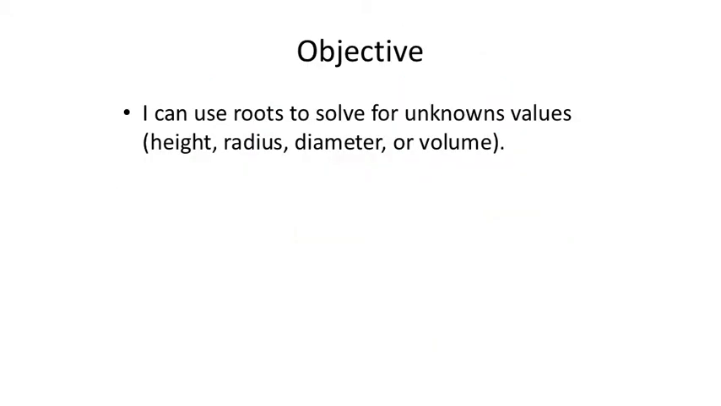And here's our objective. I can use roots to solve for unknown values, height, radius, diameter, or volume. Take a minute and copy that down, please. So in today's lesson, we're going to be looking particularly at volume formulas for circular type shapes, three-dimensional shapes, by the way, such as cones, cylinders, and spheres. And then we'll solve for varying unknowns in the formulas depending on what values they do give us.